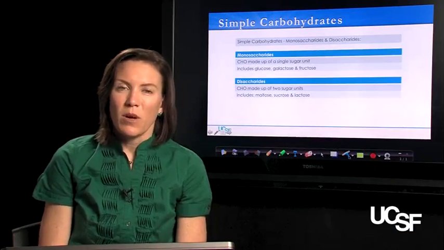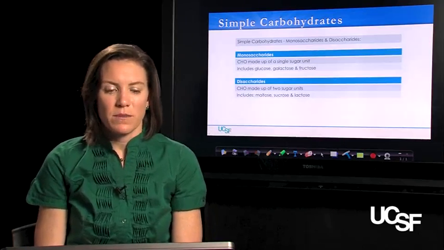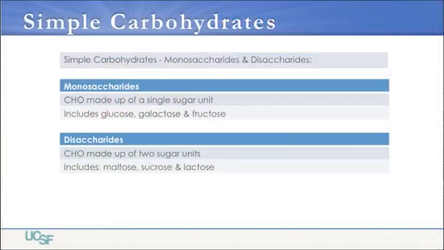We have simple carbohydrates and complex carbohydrates. Simple carbohydrates include monosaccharides and disaccharides. Mono means one, so that's a carbohydrate made up of a single sugar unit. There are 3 monosaccharides: glucose, galactose, and fructose. Disaccharides are simple sugars made up of 2 sugar units, di meaning 2. And the 3 disaccharides you should know about are maltose, sucrose, and lactose.